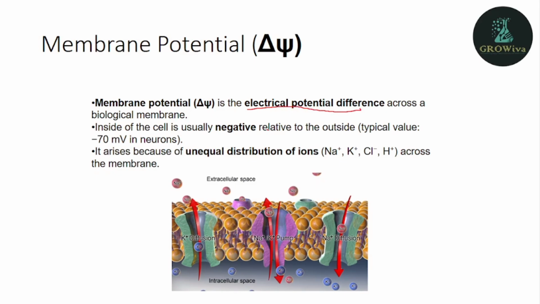Inside the cell, there's usually a negative charge relative to the outside because of the unequal distribution of ions like sodium, potassium, chloride, and hydrogen ions, with a typical value of around minus 70 millivolts in neurons. But why does this happen? It is due to the unequal distribution, right? This potential difference is critical for processes like nerve impulse transmission, transport of molecules, and ATP synthesis.